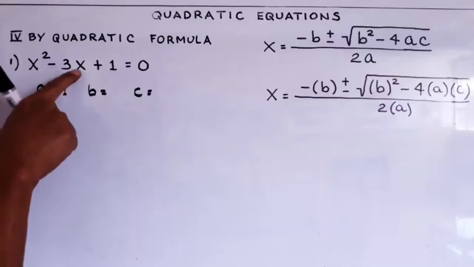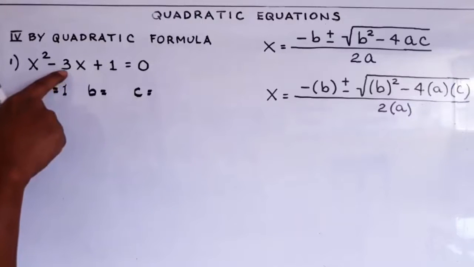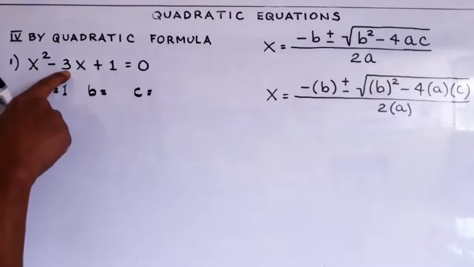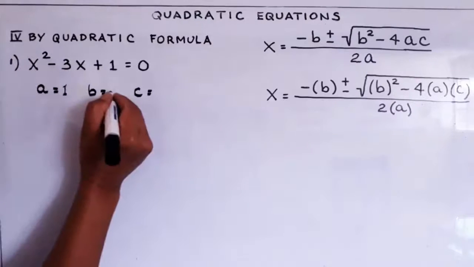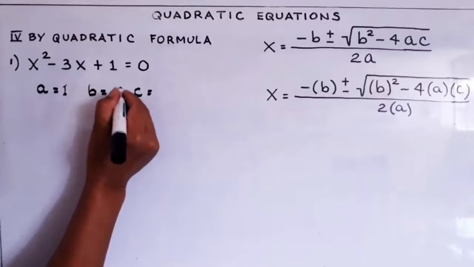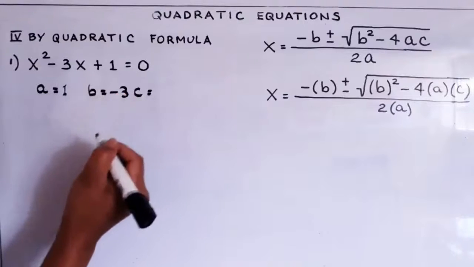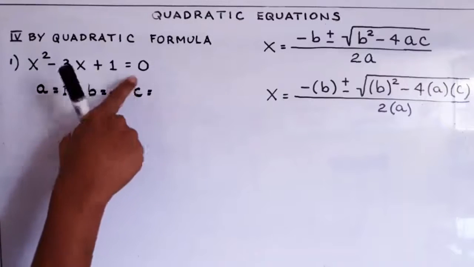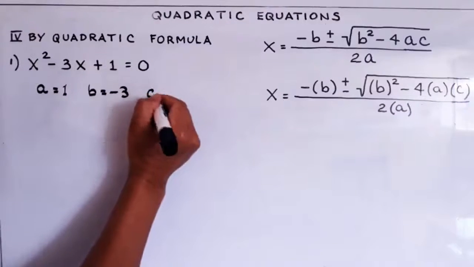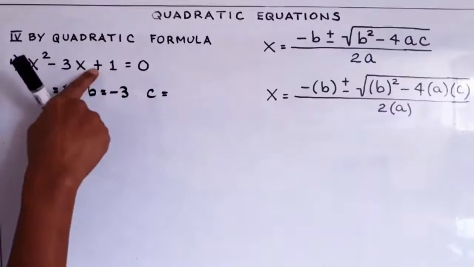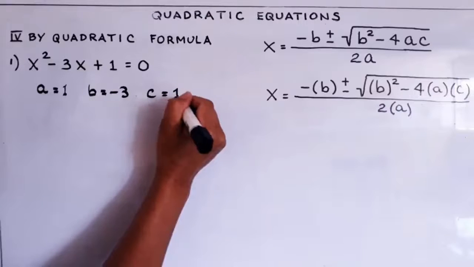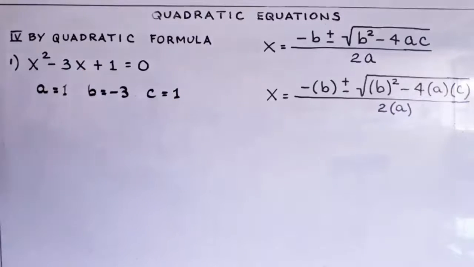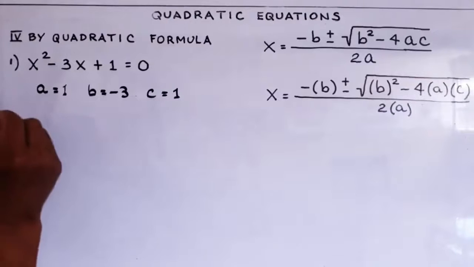B is the numerical coefficient of x, the middle term. This is 3, but you must include the sign. So that's negative 3. So the b here is negative 3. And for the c, that is equal to positive 1, or simply we just put 1. Don't put the symbol of positive, which is plus.